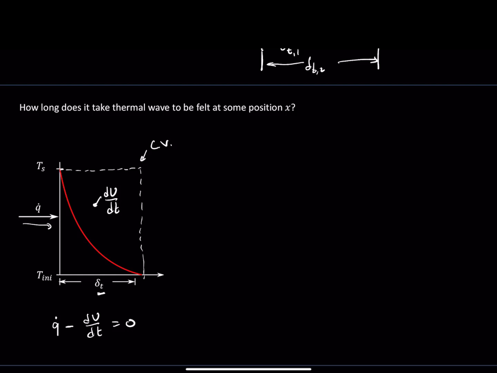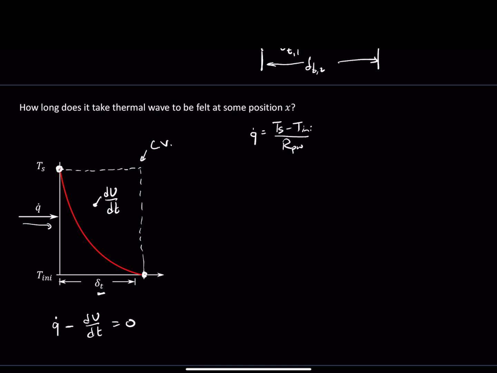Now we need rate equations for these. For the rate equation for conduction, instead of using Fourier's law, I want to do this as an approximate model. So let's use a resistance model as our rate equation. So let's say this is now Ts minus T initial. We have up here Ts, down here we have T initial. That's the driving temperature difference over the resistance. So let's call this resistance for the plane wall. And we'll come back to this.